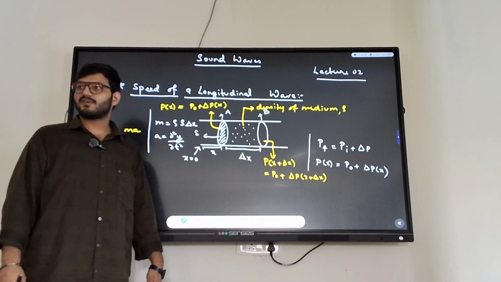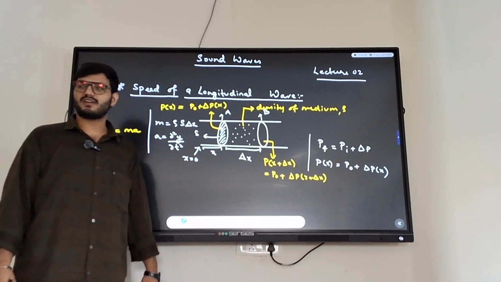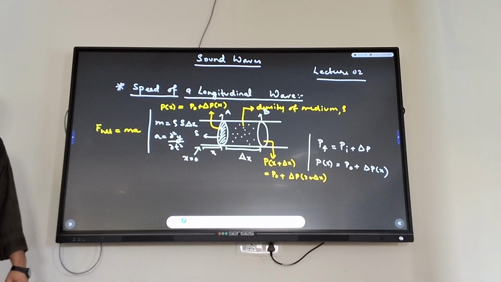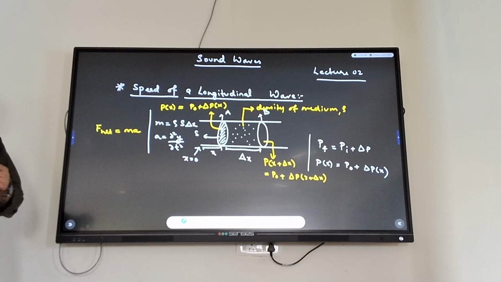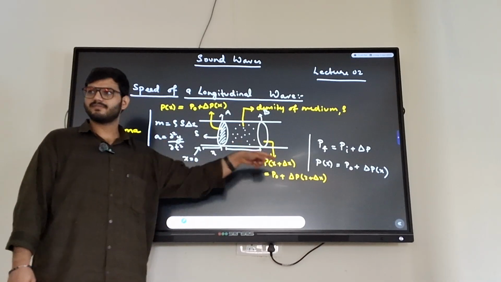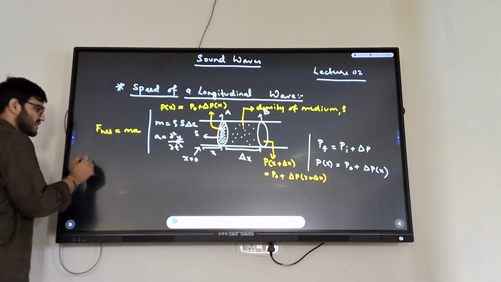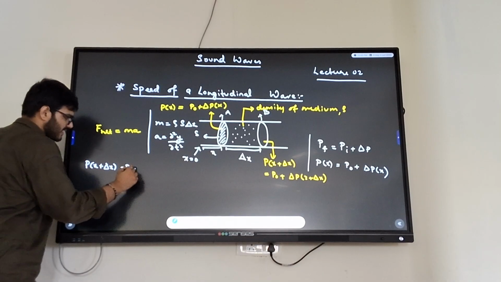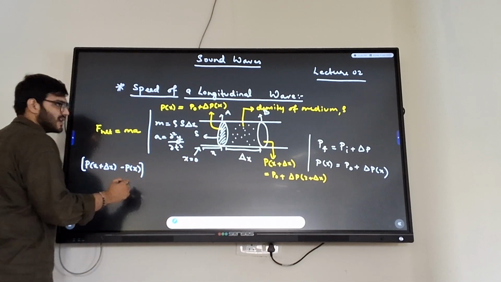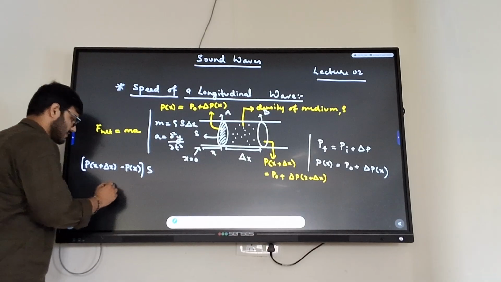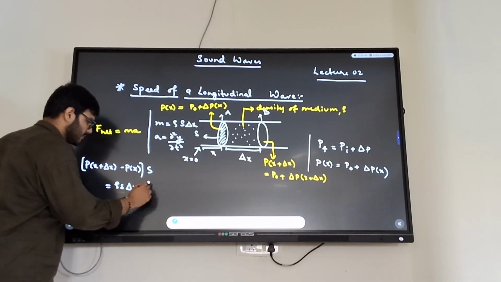Then what is the net force acting? What is the relation between pressure difference and net force? Force is equal to pressure into area, and what is the net pressure acting? That's the difference in the pressures. So net force is P of x plus delta x minus P of x, into what is the area? S, and this is equal to MA. What is M? Rho S delta x into del 2 y by del T2.